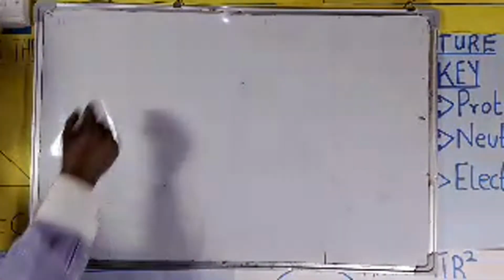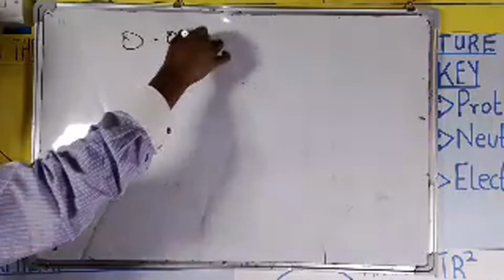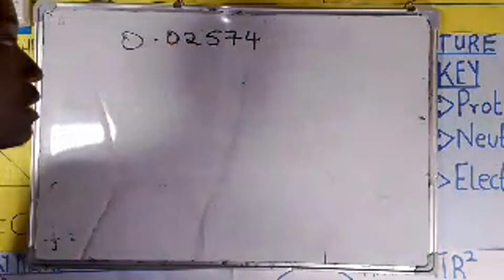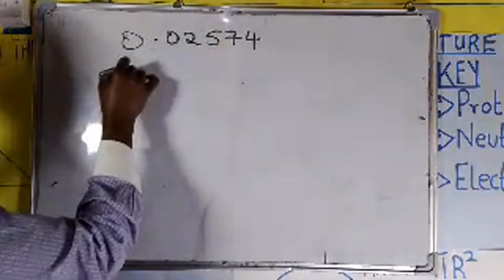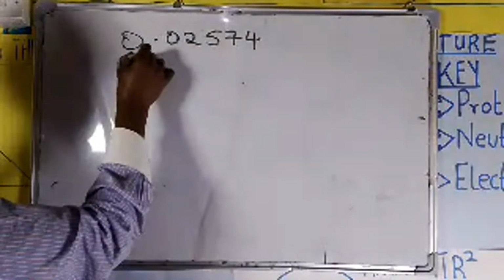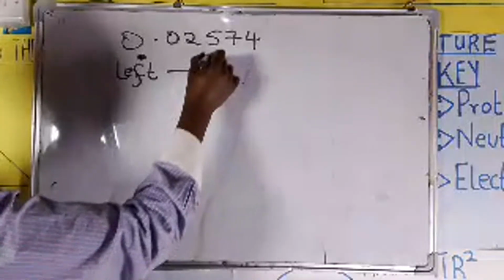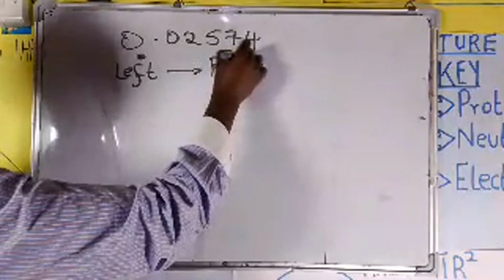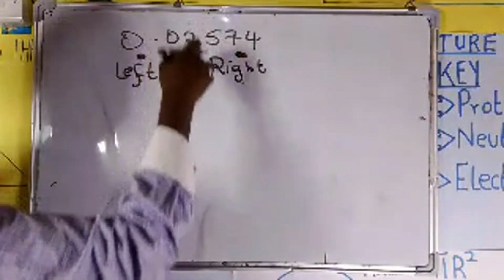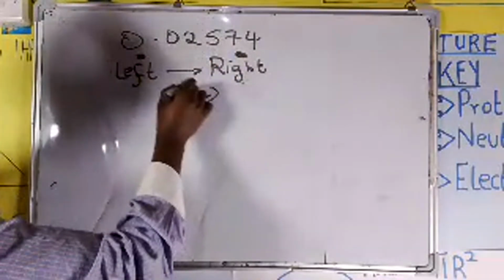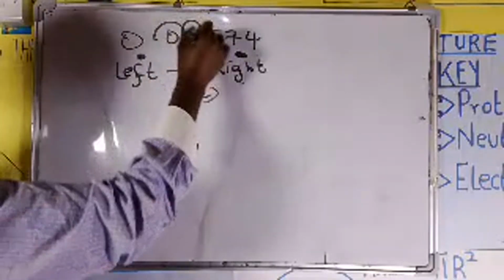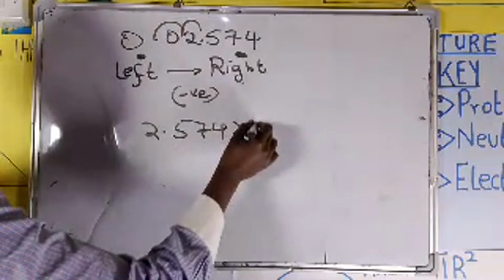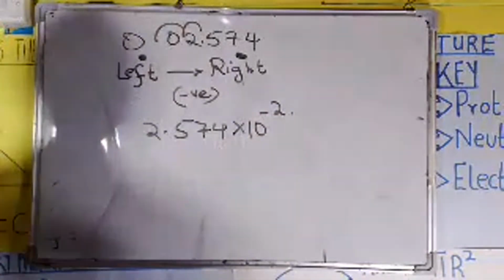When we are writing numbers, if you have a number like 0.02574 and you are supposed to write this number in standard form, when you are taking the decimal from the left to the right, the power is negative. So 1, 2. So it will be 2.574 times 10 to power negative 2.